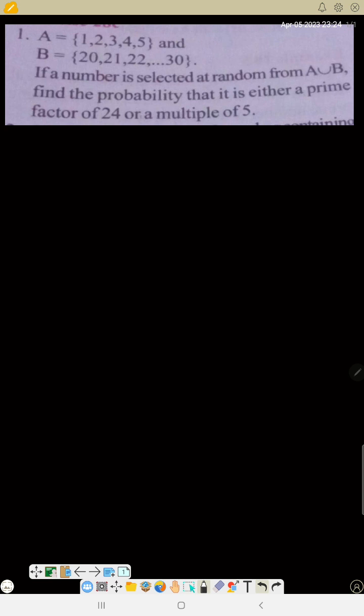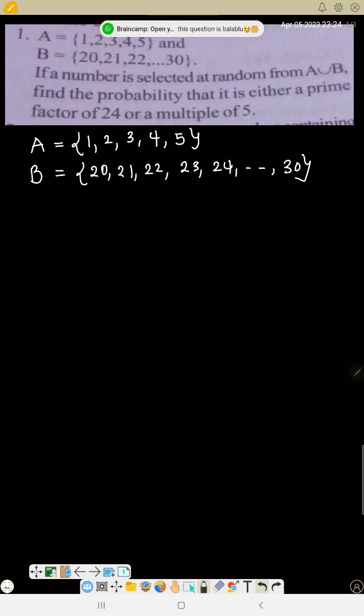So we have set A equals 1, 2, 3, 4, 5, and set B equals 20, 21, 22, 23, 24. So the dot means it continues to 30.